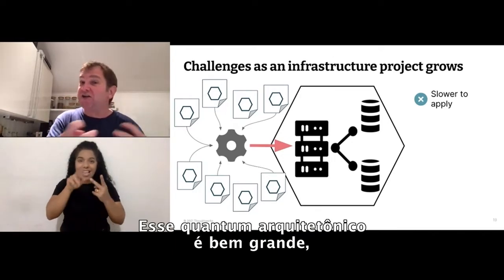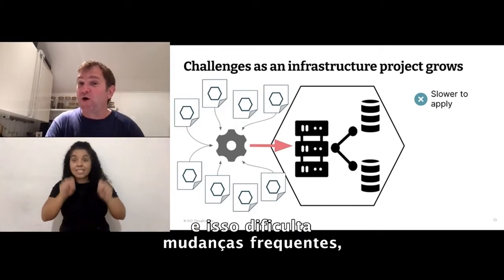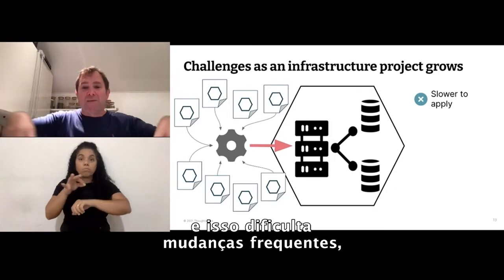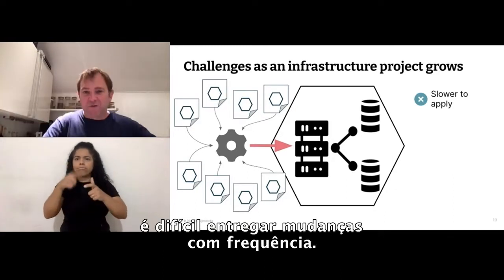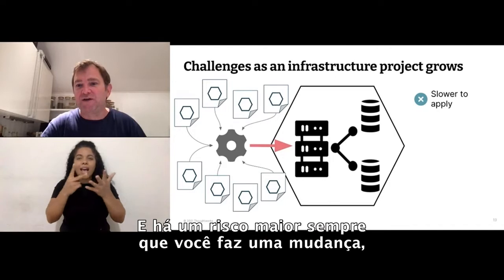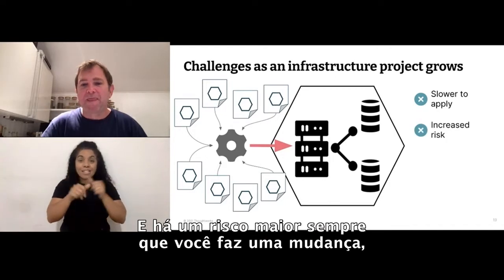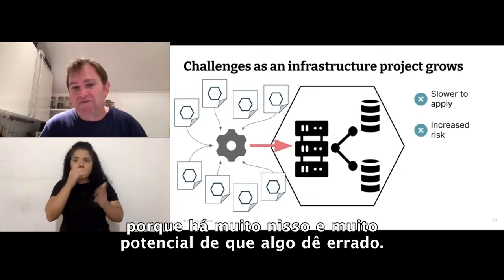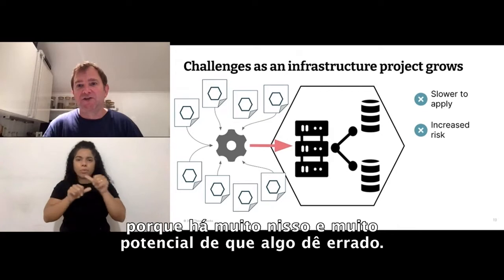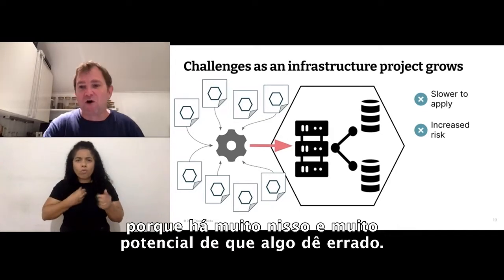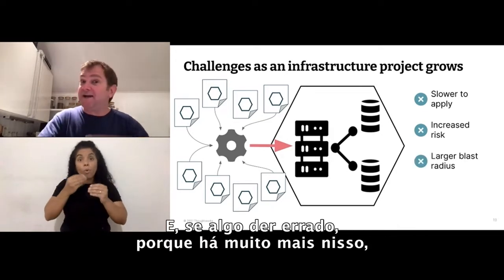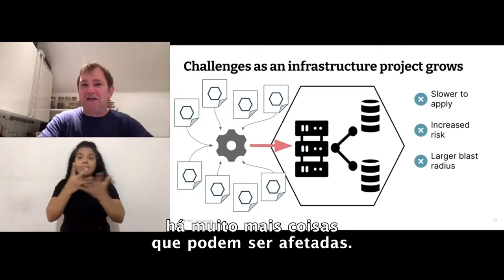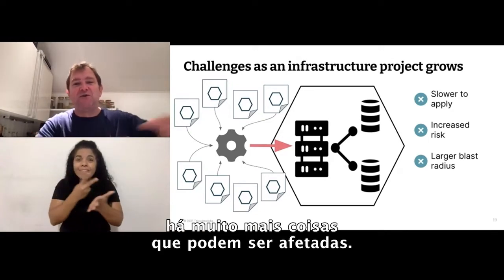So here your architectural quantum is quite large. And that makes it hard to change frequently, hard to deliver changes frequently. And there's an increased risk. Every time you do make a change, because there's so much in it, there's much more potential that something will go wrong. And if something does go wrong, because there's so much more in it, there's a lot more things that you can break and affect.